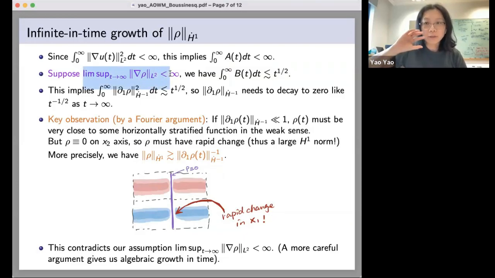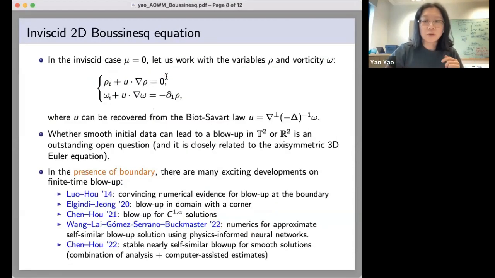And if we try to do a more careful argument balancing the power, we can actually get some kind of polynomial growth. So this is one part of the argument, which shows for the viscous case that the solution is global, but the H1 norm of the solution will be growing in some way.